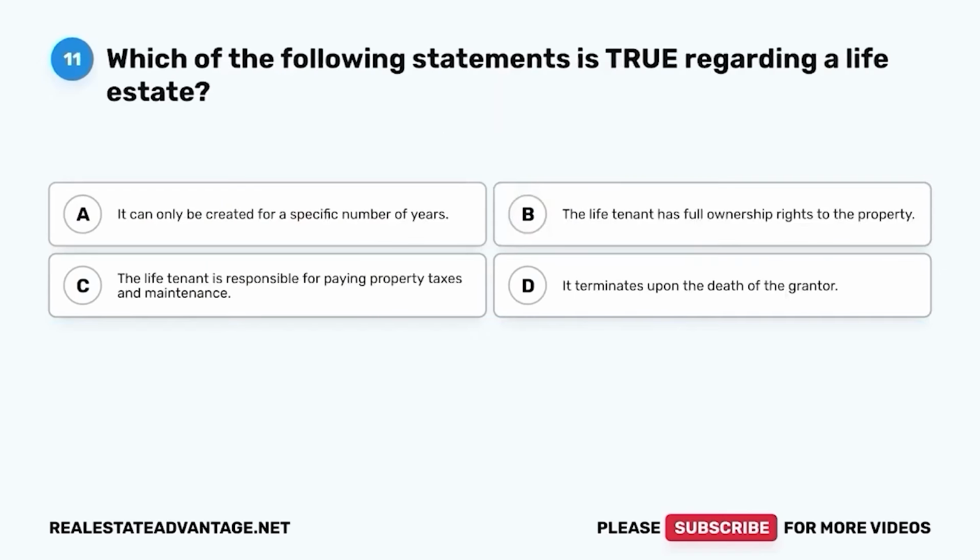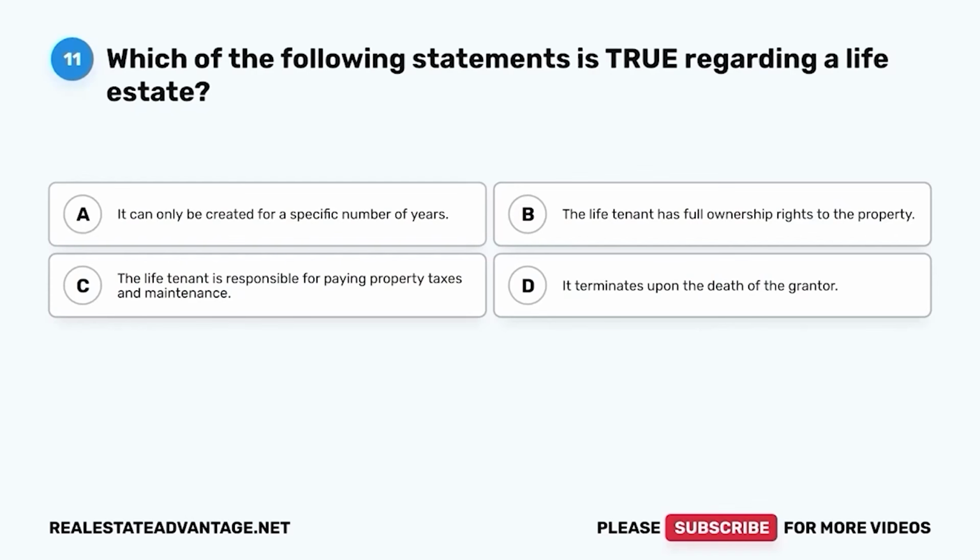Question 11. Which of the following statements is true regarding a life estate? A. It can only be created for a specific number of years. B. The life tenant has full ownership rights to the property. C.